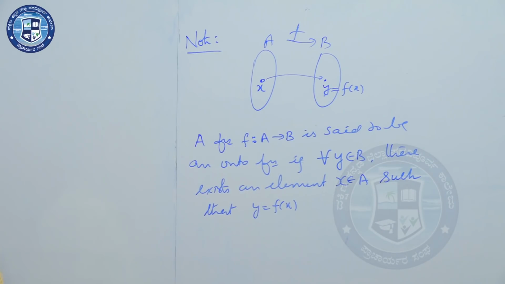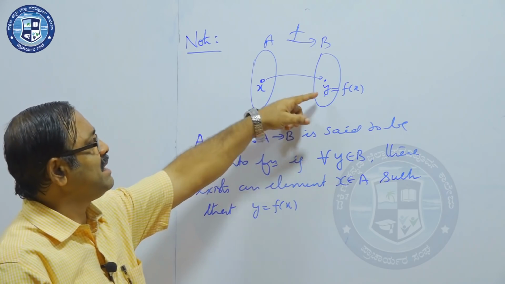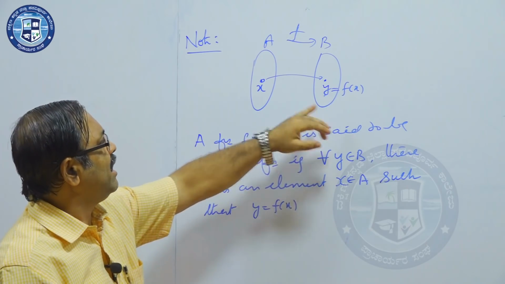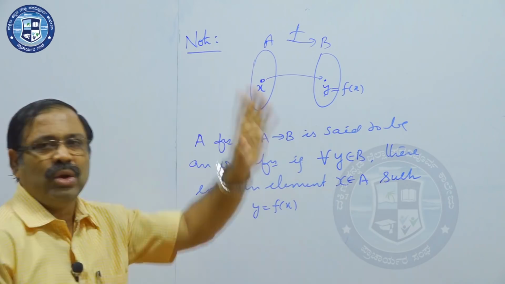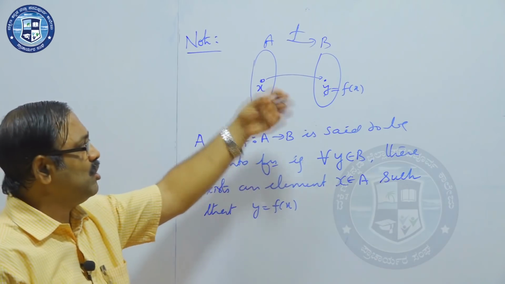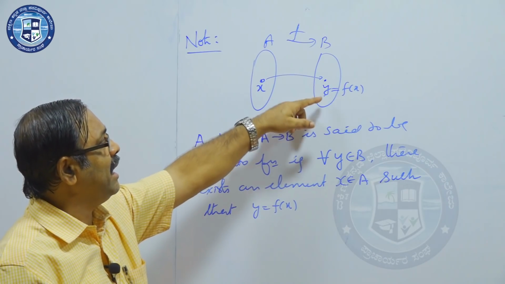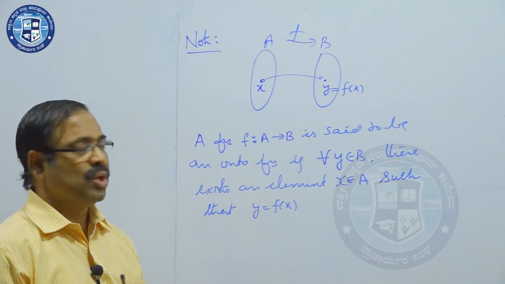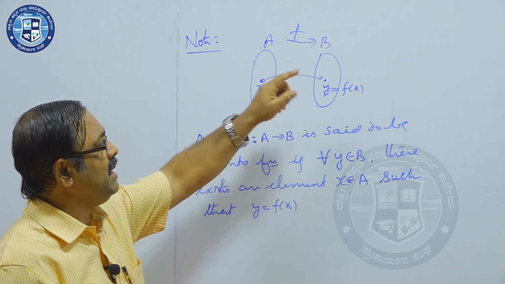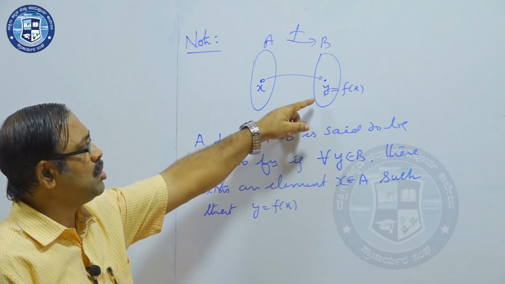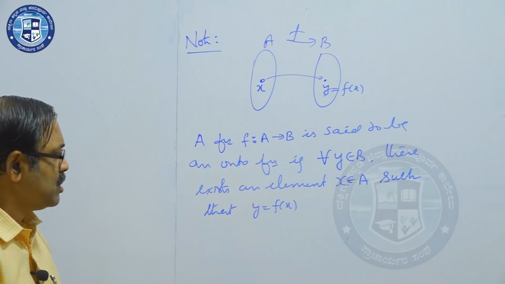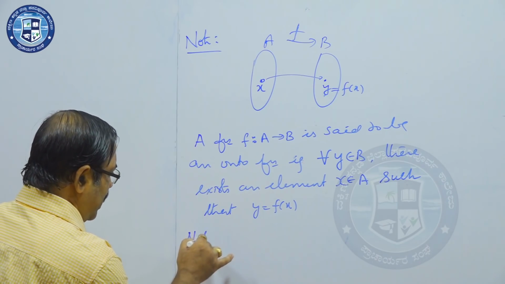That means for whatever element y in the second set B, the codomain set, you are finding a corresponding element x in the domain set, so that there is no possibility of getting any element in B without being an image of any element of A. So it actually describes the onto function. Onto means all the elements of set B are images. It's very simple.